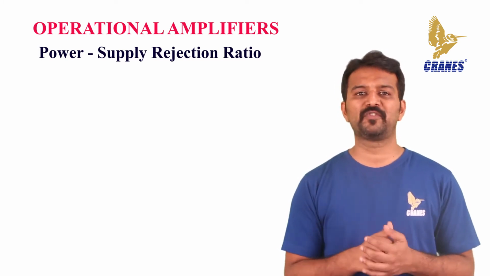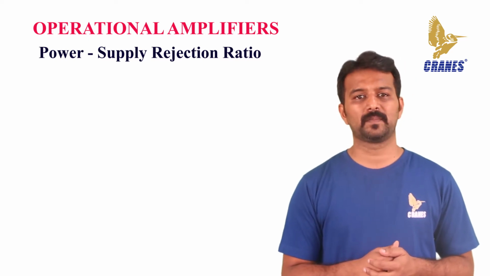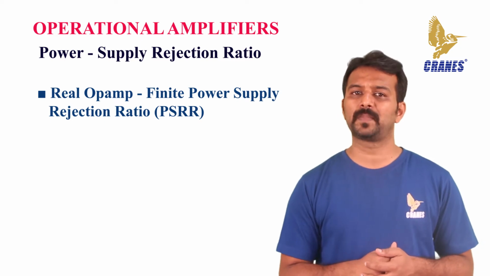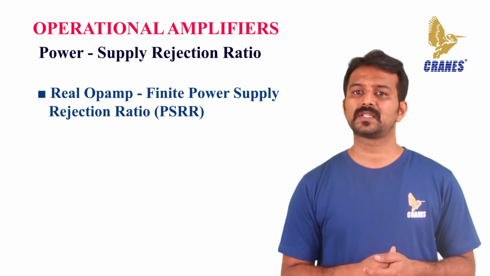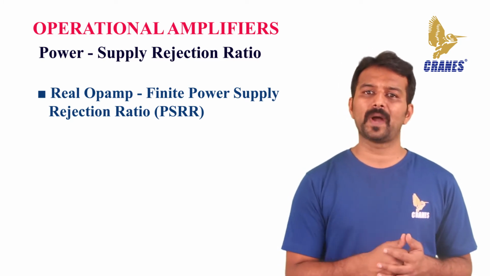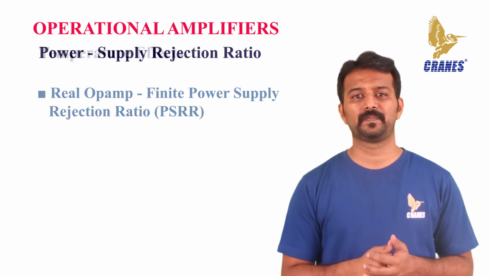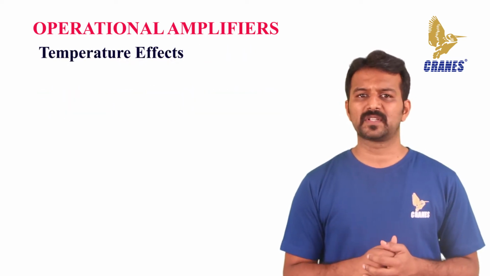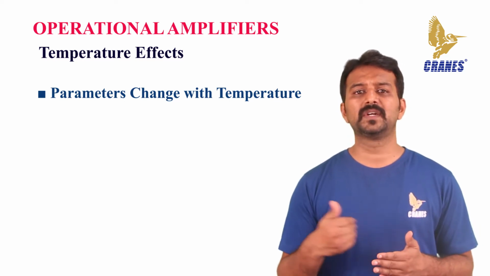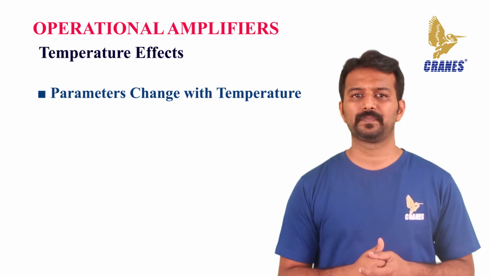So the next characteristic is power supply rejection. The output of a perfect operational amplifier will be completely independent of its power supply. Every real operational amplifier has a finite power supply rejection ratio, known as PSRR, that reflects how well the op amp can reject the changes in its power supply voltage. Temperature effects. All parameters change with temperature. Temperature drift of the input offset voltage is especially important.